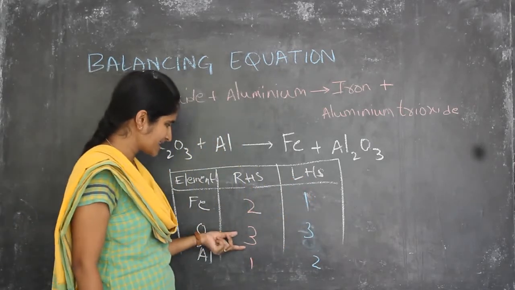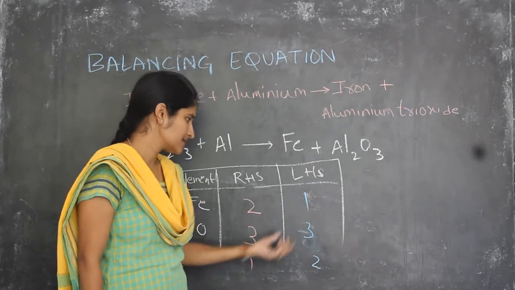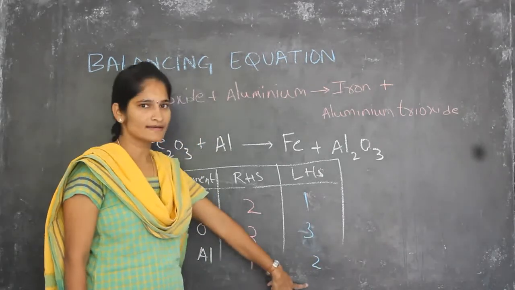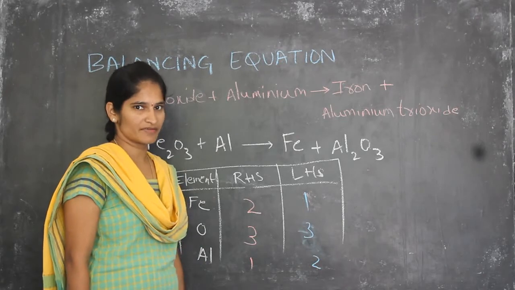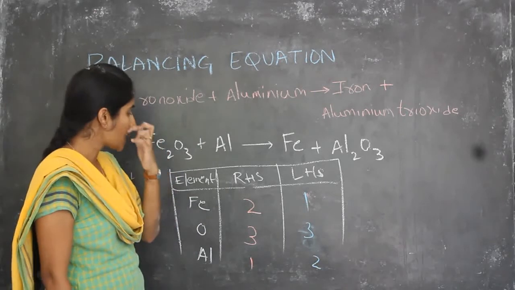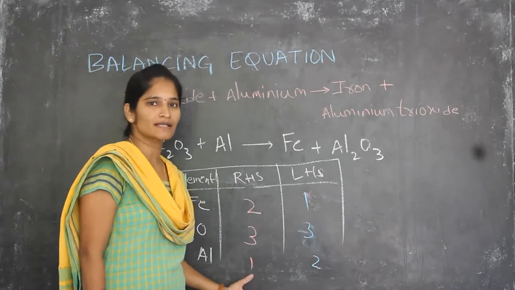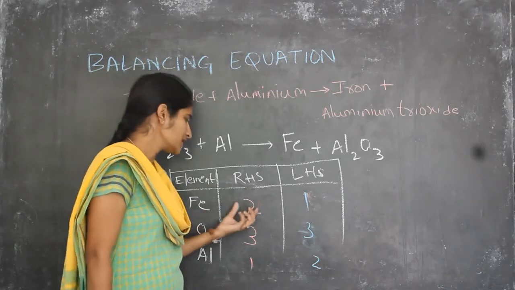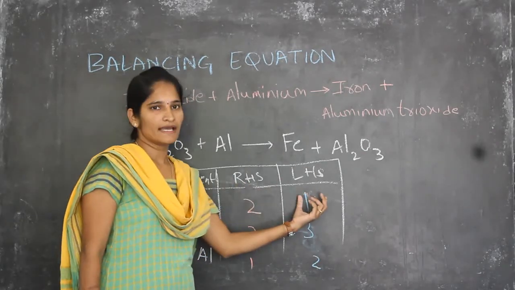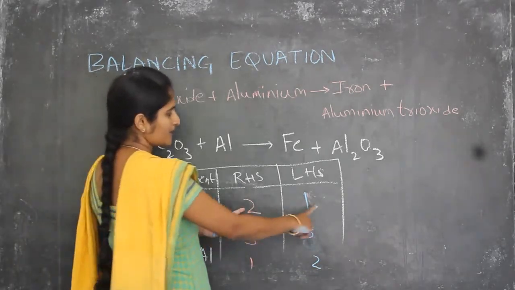Now by seeing this we can say that the number of atoms are the same, that is 2 plus 3 is 5, 5 plus 1 is 6. Here also 1 plus 3 is 4, 4 plus 2 is 6. So here and here both are the same. That means you can say it is a balanced equation. Yes? No. Why? Because the number of each atom on the RHS side and LHS side should be equal, not the total number. Is it clear? So now see, here it is 2 and here it is 1.